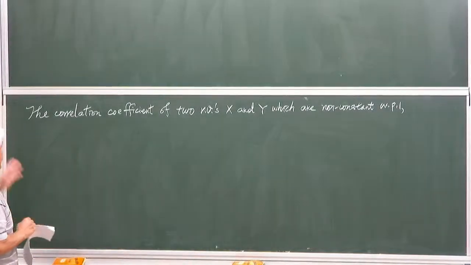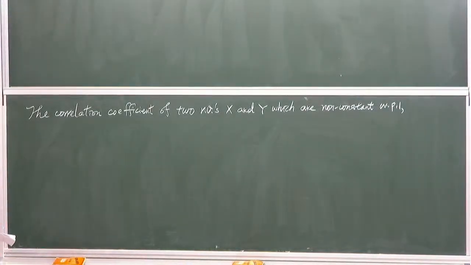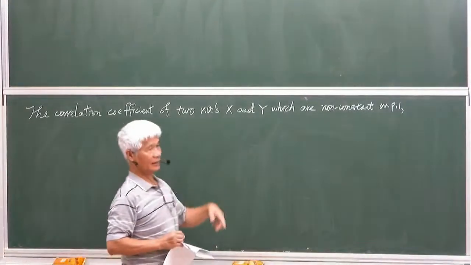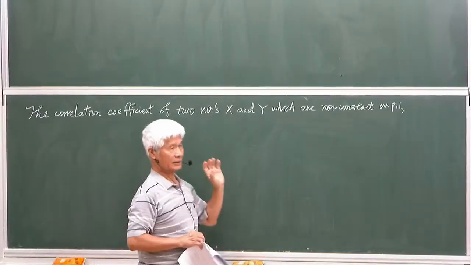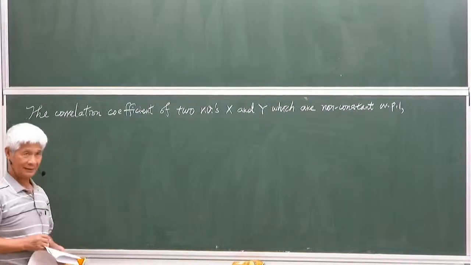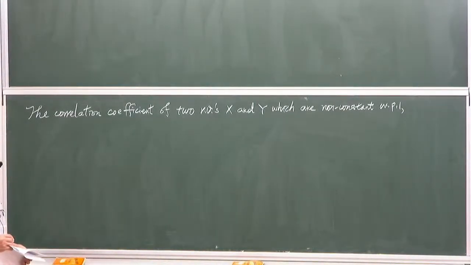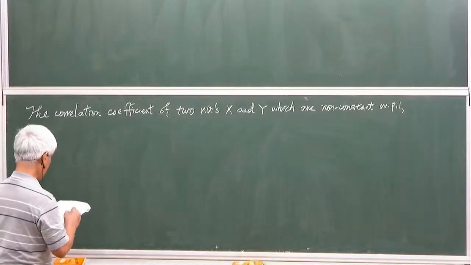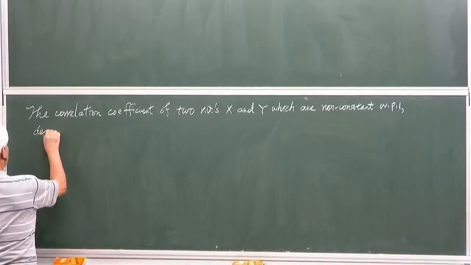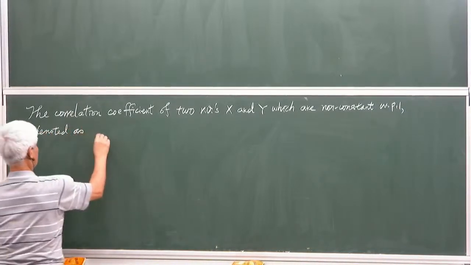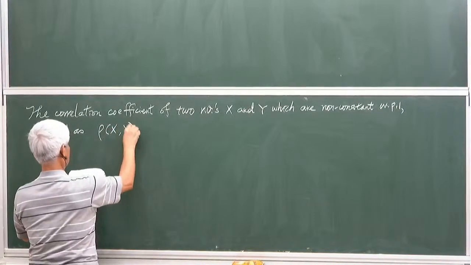Okay, so we next introduce the concept of the correlation coefficient of two random variables which are non-constant with probability 1. Because if either X or Y is constant, then its variance would be equal to 0. All right, and the correlation coefficient will be denoted as rho of XY.